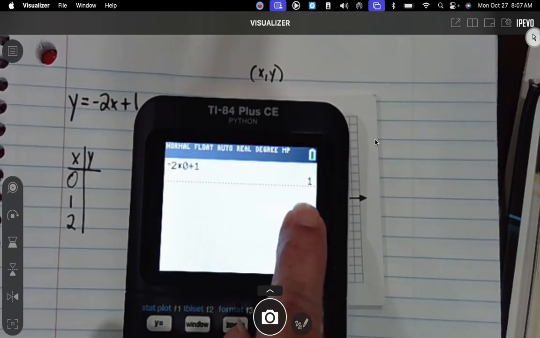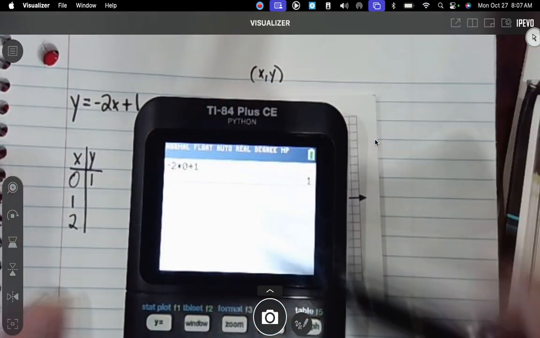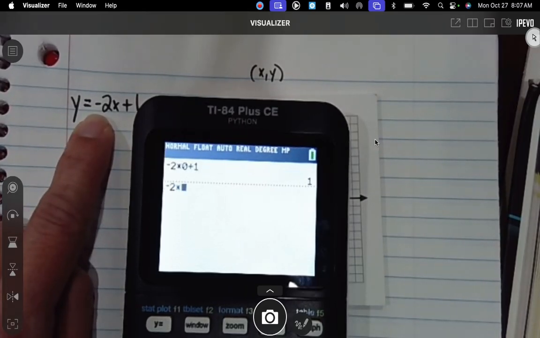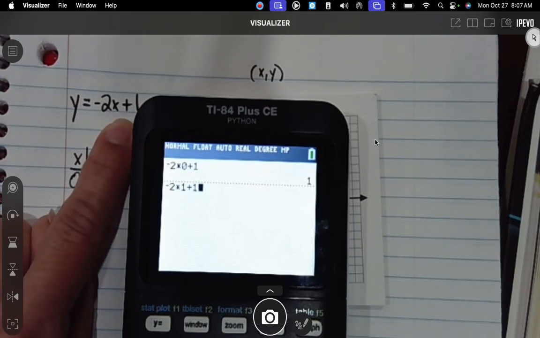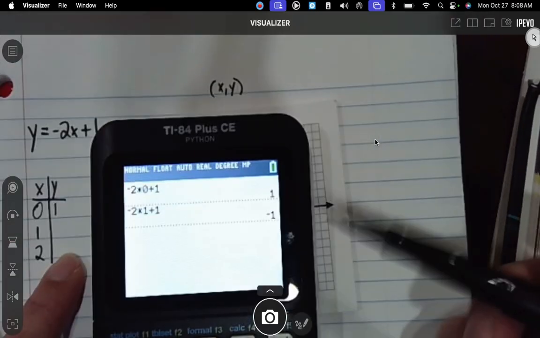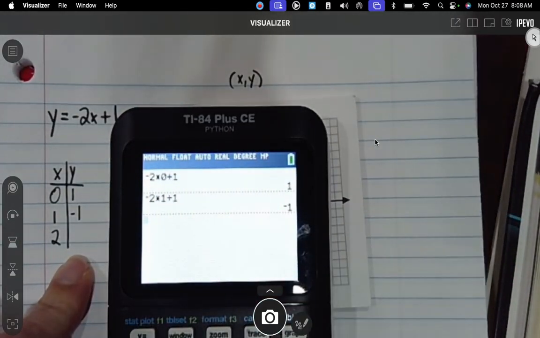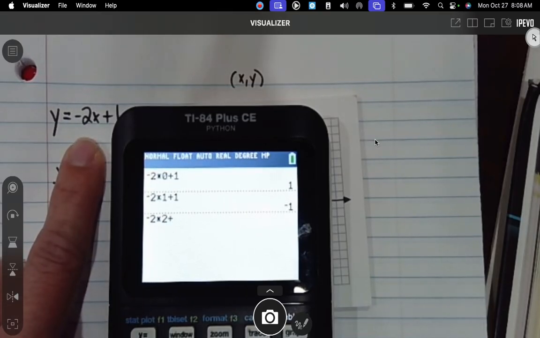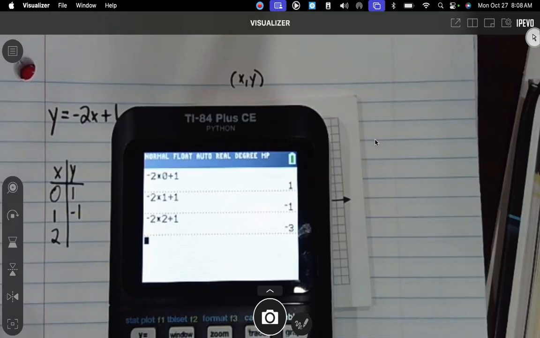Is everybody okay with that? I plugged in 0 and I got 1. It's kind of like the function rule. You put something in the little function machine and that's what it spits out. Okay, it spit out a 1. What's my next number I'm going to plug in? Well, I picked 1. All right, so I'm going to put -2 times 1 plus 1. Is everybody okay where I'm getting these numbers? Yes? Okay. And I get, what's my next answer? -1. So I'm going to put that on my table. What's the next thing I'm going to plug in? 2. It's going to say -2 times 2 plus 1. And it gives me -3.